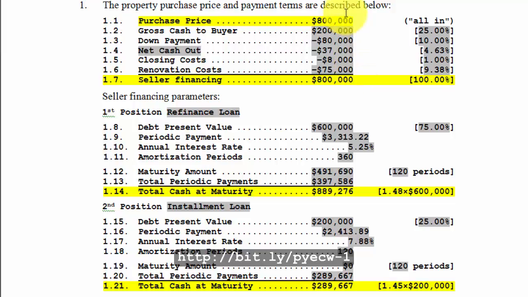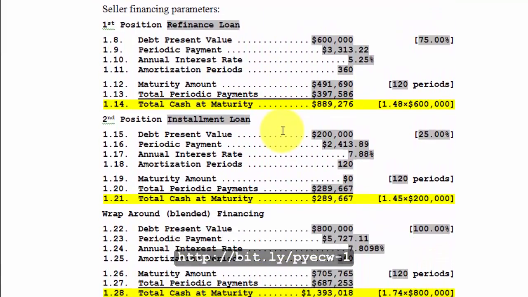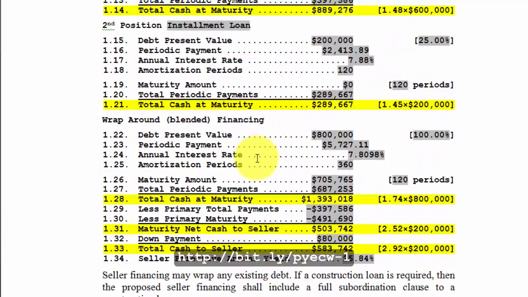And so we see that it all adds up, that we're offering to pay $800,000 and the seller's essentially offering us $800,000 in financing, 100% financing. The same parameters for the first position and second position financing and the wraparound.